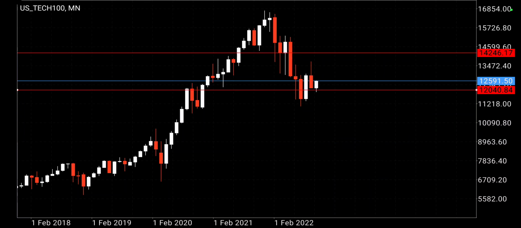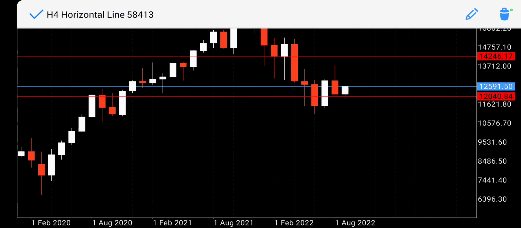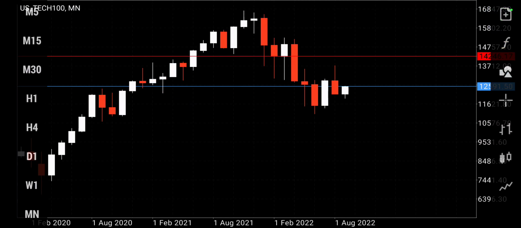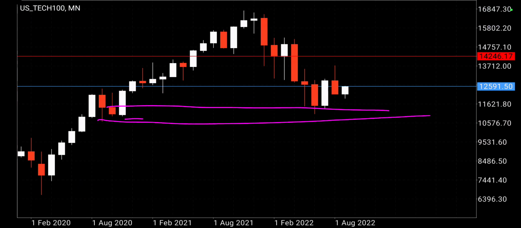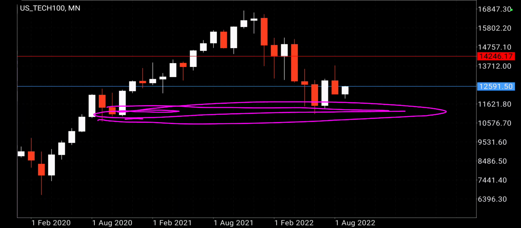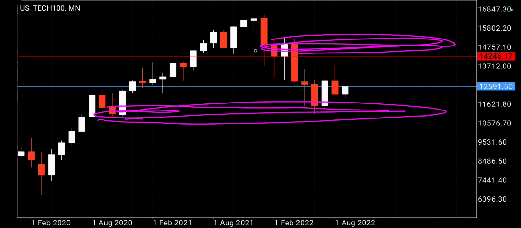So let's get started. We always start with the highest time frame, remember? So let's remove this. This one, you can keep it there. On this monthly chart, what do we have? Remember, we always need to know where we are so that we can know what type of trades to take or to search for. So this is your monthly support, this is your monthly resistance.